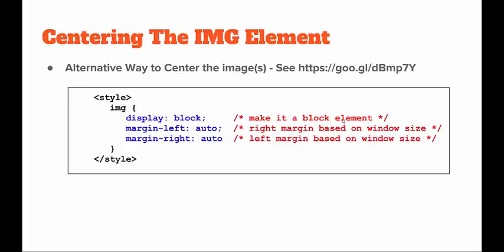Now, an alternate way to center the image element is to use CSS. The URL here you see on the screen shows you how to do this. The example here shows you three different CSS rules that are applied to the IMG tag. One is to make it a block element, and two are to set the margins based on the window size. These three taken together will center all elements on your page that use the IMG tag.